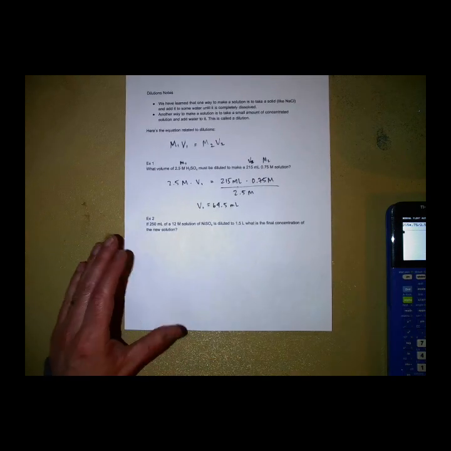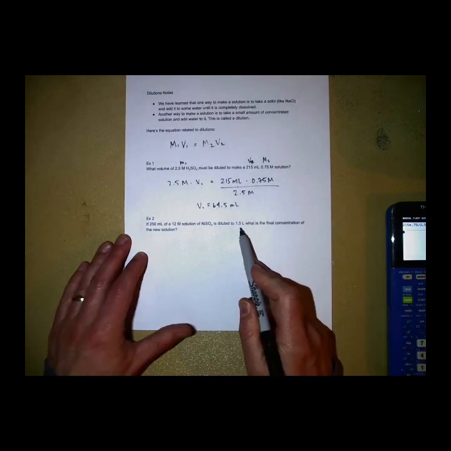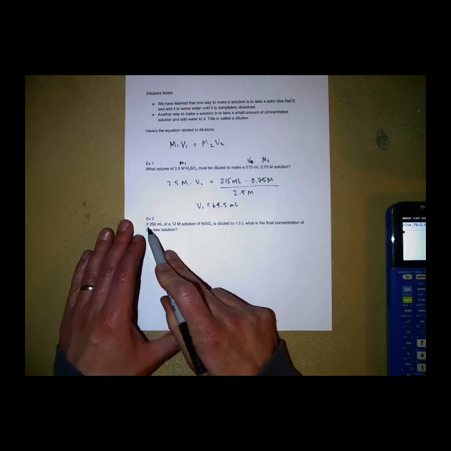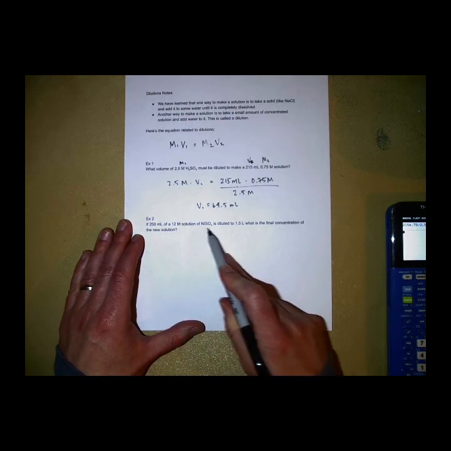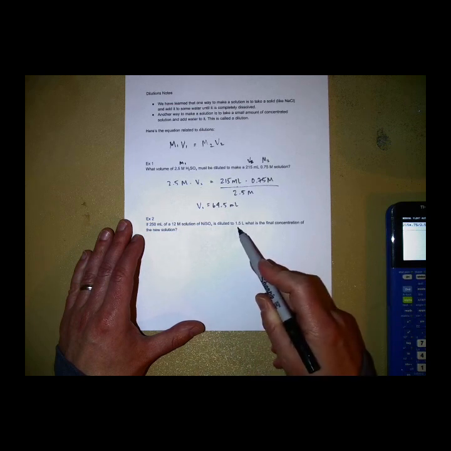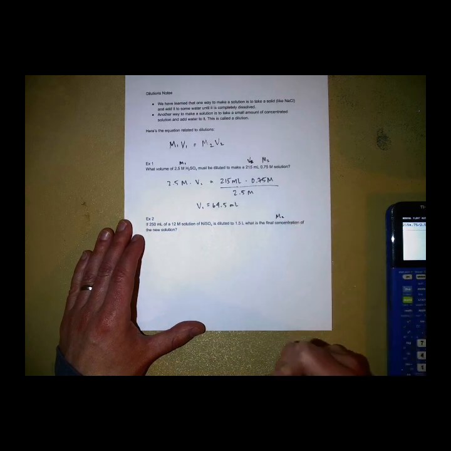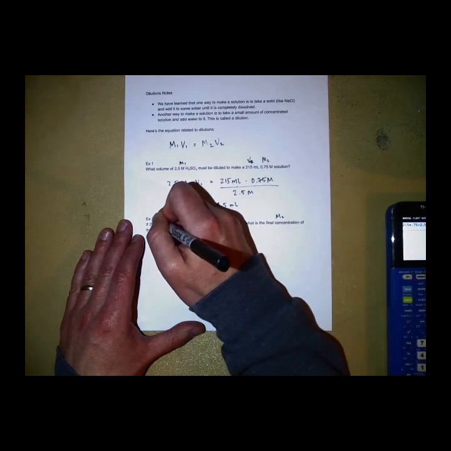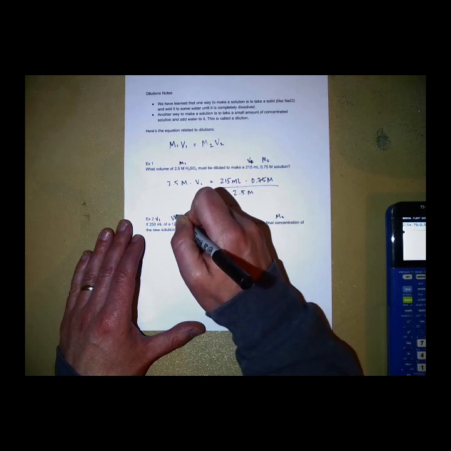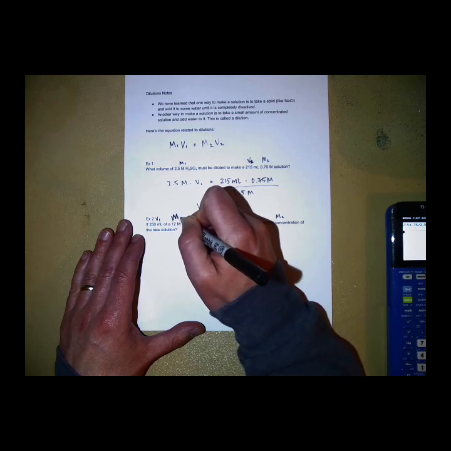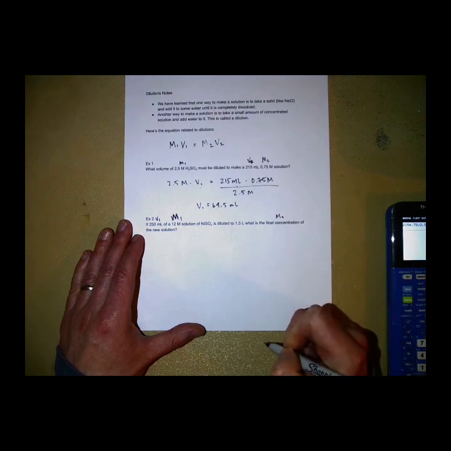Then on some problems you do need to change them, like if they don't match. So let's read this problem number 2. It says if 250 milliliters of a 12 molar solution of nickel 2 sulfate is diluted to 1.5 liters, what is the final concentration of the new solution? So here we're looking for final concentration. We'll call that M2. Then this would be your V1, and this would be your M1. And we're solving for M2. Here is our V2.